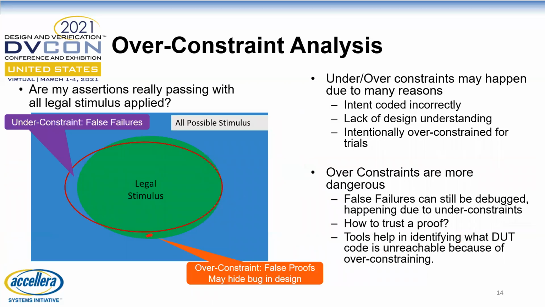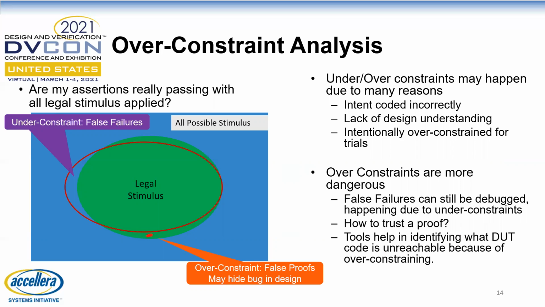Moving on, the next step generally performed is over constraint analysis. A very common question that formal verification engineers have is: if my assertion is proven, is it really proven with all the legal stimulus applied? Generally we have under and over constraints both in a formal setup. Incorrect assertions or incorrect constraints can happen because of a lack of understanding of the design, or incorrect coding of the constraint. All these are reasons due to which a constraint can be coded incorrectly.